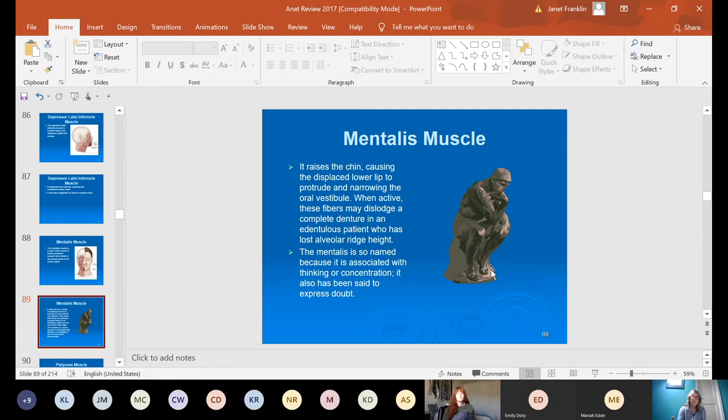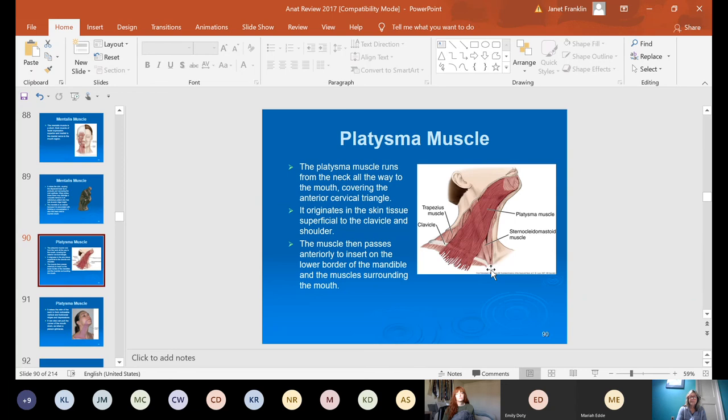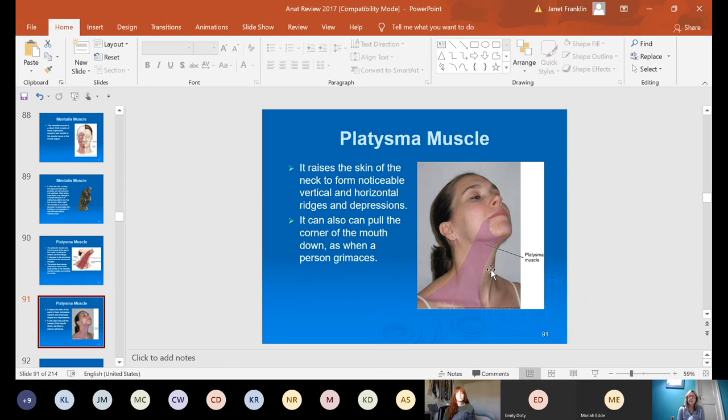The platysma, we know where that is. It's this big, thick muscle underneath. It raises the skin of the neck to form noticeable vertical and horizontal ridges and depressions.